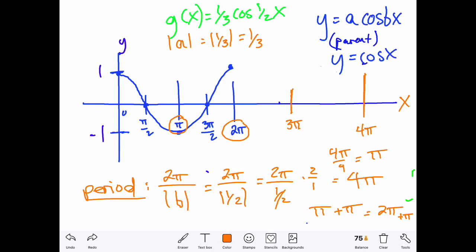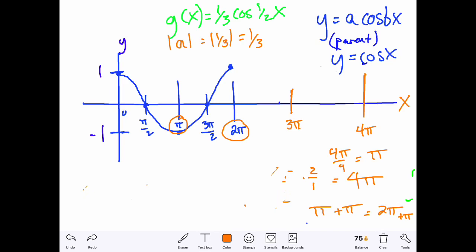So, we found our amplitude, which is the absolute value of A, which is the 1/3 in front of the cosine of 1/2 x. Then I determined my period, which is, in this case, 2 pi over the absolute value of B, and remember, B is found in front of x. So I calculated that to be 4 pi. Then I put that 4 pi in there, and then what did I do? Well, I did 4 pi divided by 4 there, because I have to divide whatever that period length is into 4 parts.